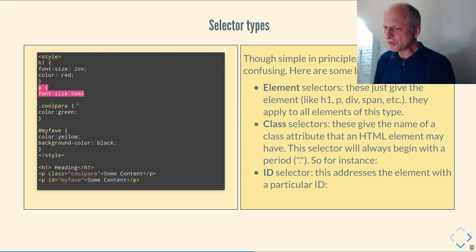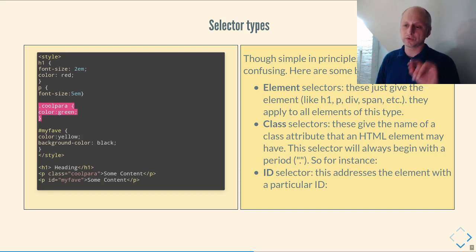And then below we have a slightly more complex selector. Dot cool para, color green. So this selector will be applied to all elements which have a class attribute of cool para. So that could be div elements, it could be paragraph elements, it could be header elements. Anything that has an attribute in the tag, a class attribute, whose value includes cool para.